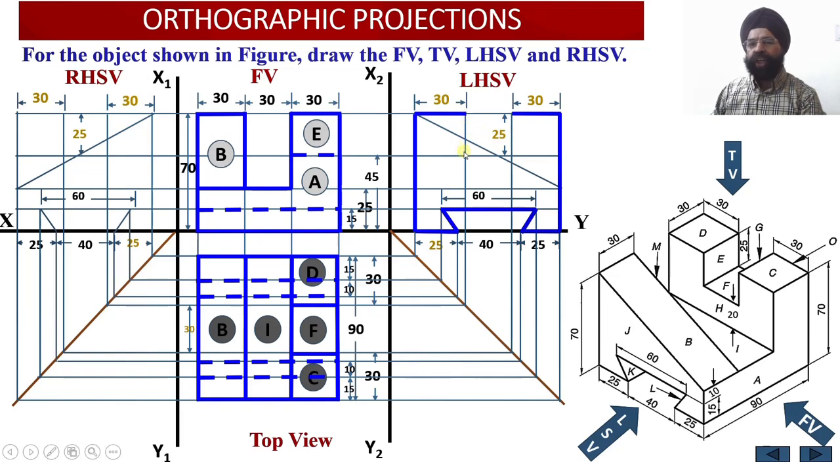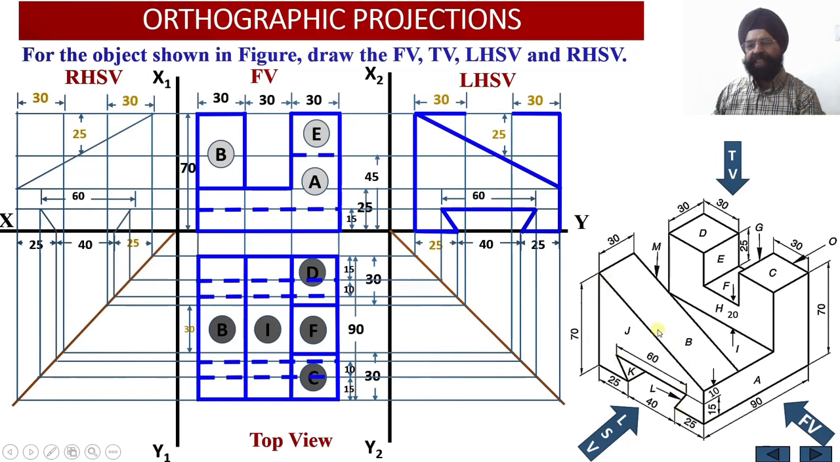Whatever portion of this rectangular slot goes behind this slant edge over here will appear to the observer as a dotted line, whereas the remaining portion of this rectangular slot will be viewed by the observer as an object line over here. So this will be visible to the observer. This inclined surface corresponding to the surface B will be visible to the observer, and this slant face corresponding to the surface J over here.